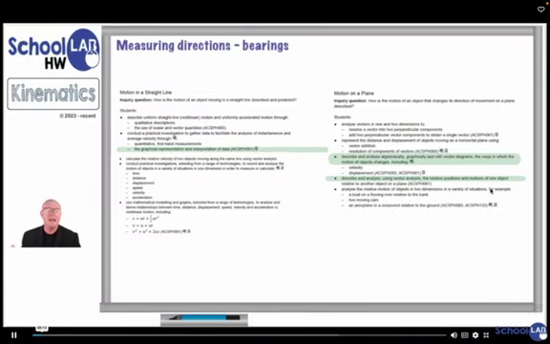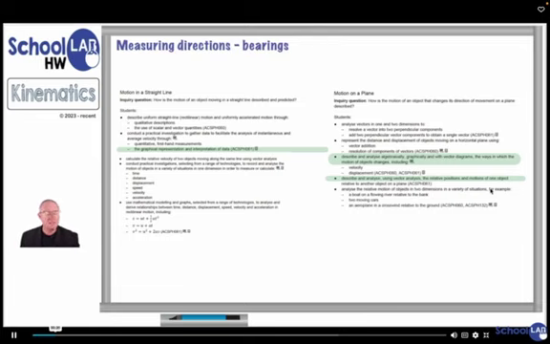Right, now we're going to be looking at how we measure direction. In the previous video we saw a little bit about this when the runner was running around the track. When we talk about displacement, remember it is a vector quantity, and we have to relate that to the magnitude but also a direction.